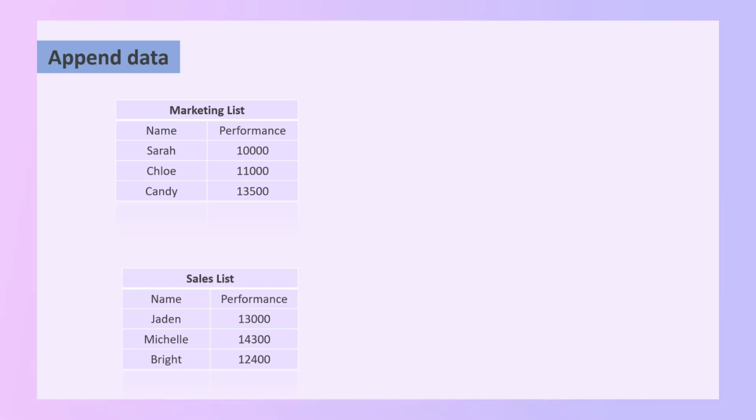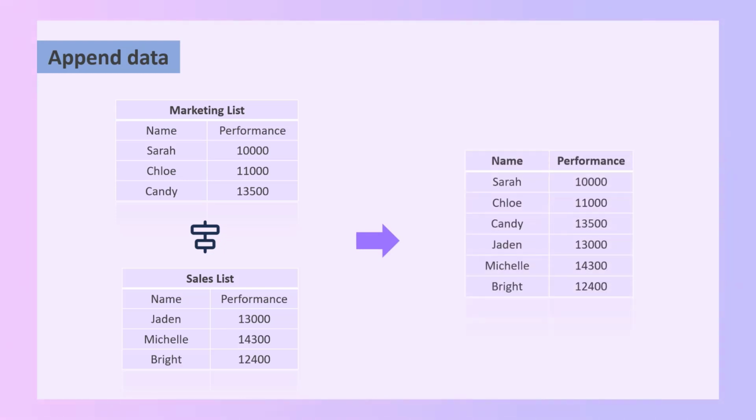The Merge Data node connects multiple data sources horizontally, while the Append Data node connects multiple data sources vertically. For example, we have a marketing list and a sales list. Here you can use the Append Data node to vertically join the data in the two tables to get a complete employee performance table.